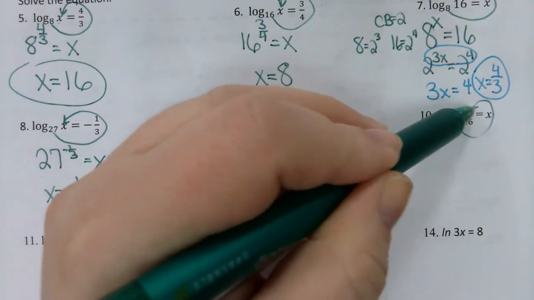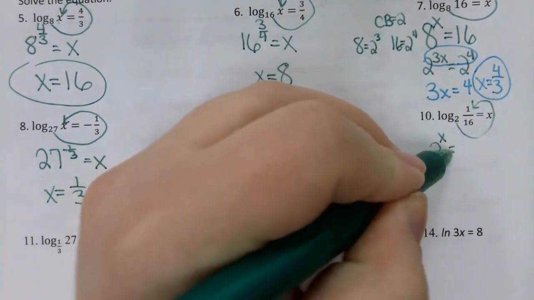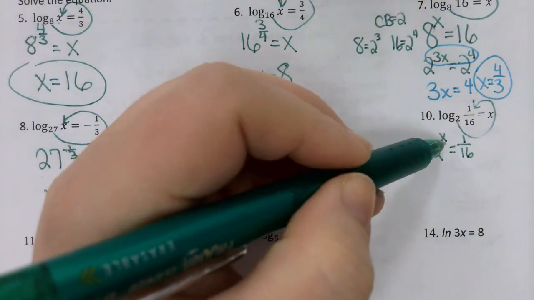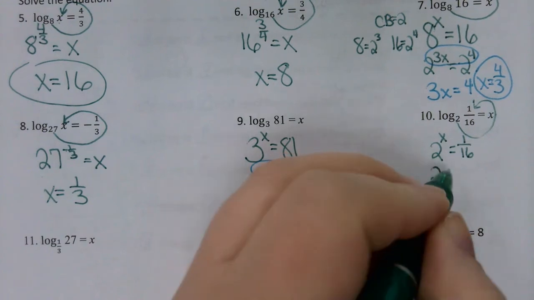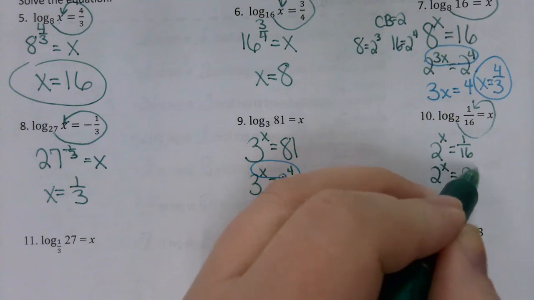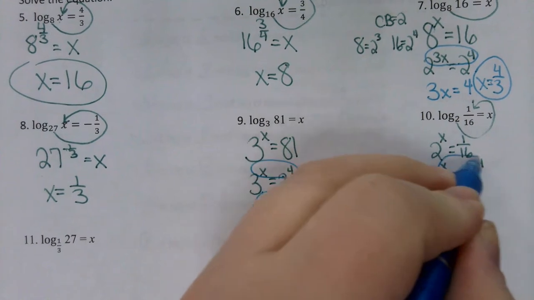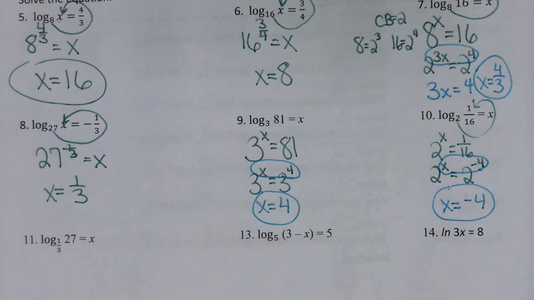Here's our loop. So our base is 2, the exponent is x, trying to get to 1 over 16. Common bases would be another good place to start for this one. 2 would be a great common base. 2 to the x, and 1 over 16 is 2 to the negative 4. The bases are the same, so setting the exponents equal gives me my answer. X equals negative 4.